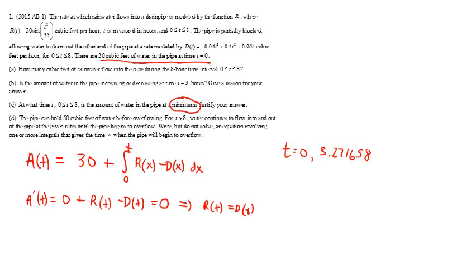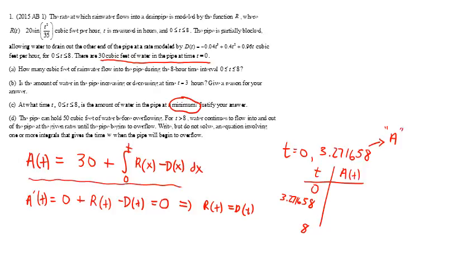Okay, at this point, we want to find the minimum, and so we need to set up a candidates test. My candidates for minimum amount are going to be the endpoints, which are 0 and 8, and this critical point, which is 3.271658. And probably what you want to do is in your calculator, you want to store this as some value A. That way you don't have to keep retyping it a million times. Okay, what am I going to plug back into to get the amount? I'm obviously going to plug back into A of t, which was my equation right here.